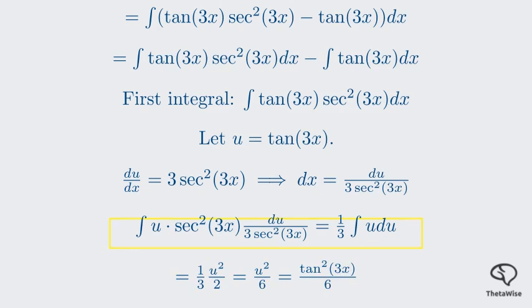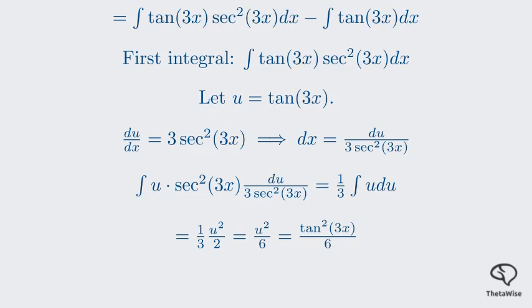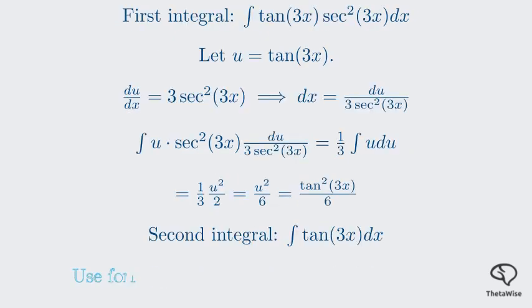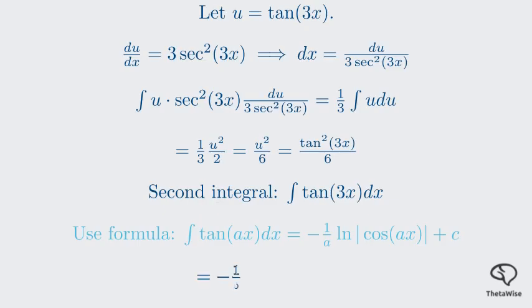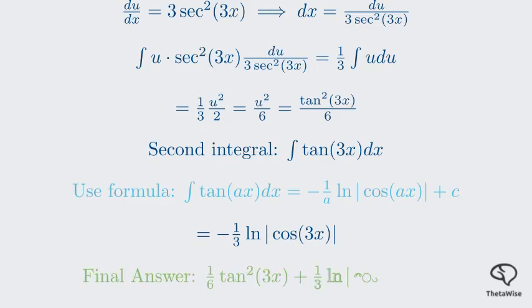Now for the second part, the integral of tangent 3x. This is a standard integral. The integral of tangent ax is negative 1 over a times the natural logarithm of the absolute value of cosine ax. For our problem, it's negative 1/3 ln of the absolute value of cosine 3x. Combining the results of our two integrals, the final answer is 1/6 tangent squared 3x plus 1/3 ln of the absolute value of cosine 3x plus c, verified using Memo.